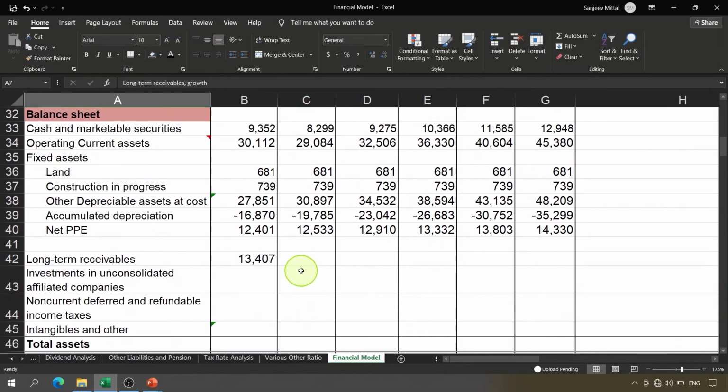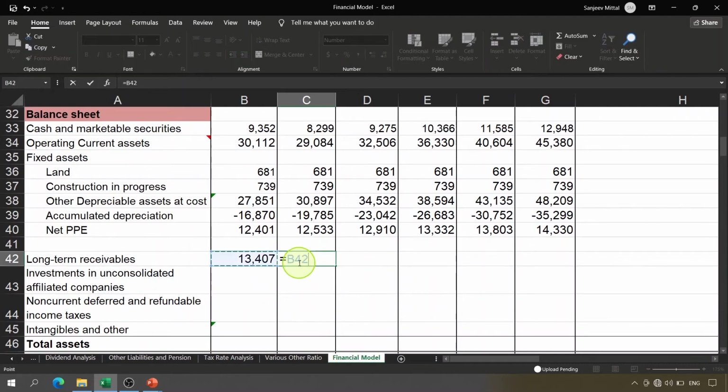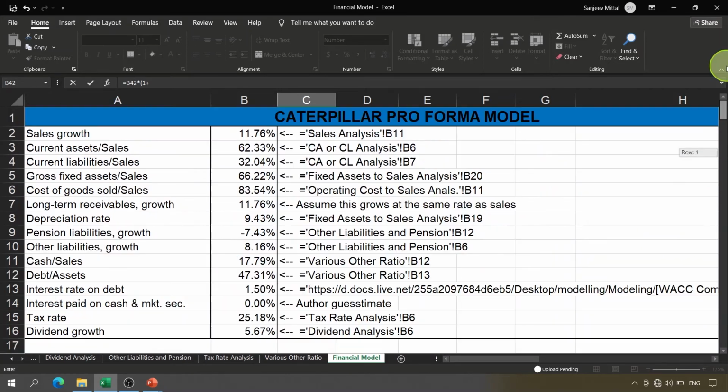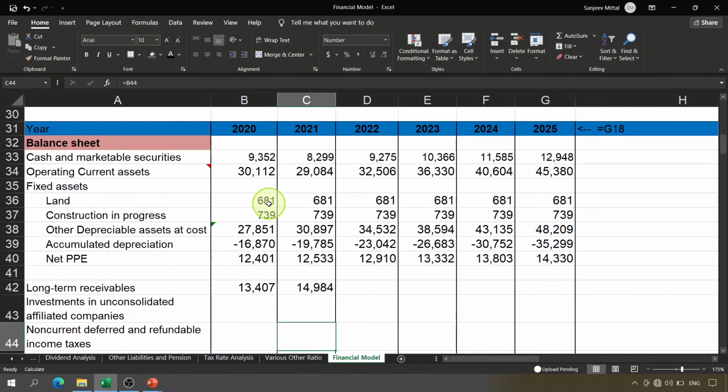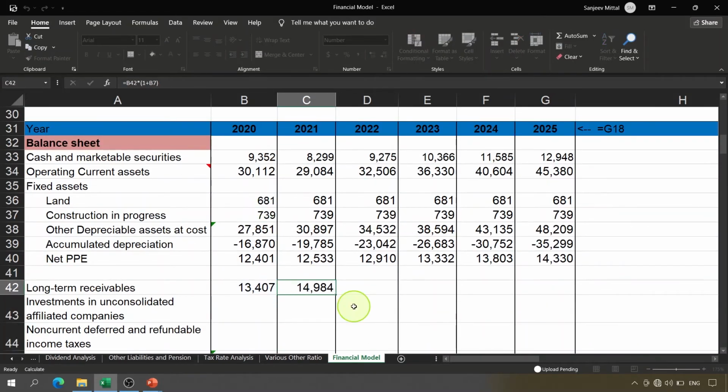Inside our balance sheet, we can simply choose our trade receivables, and these long-term receivables, we shall simply grow at the rate of 11.76%, and if we press enter, we will get our number of 14,984 for the year 2021.